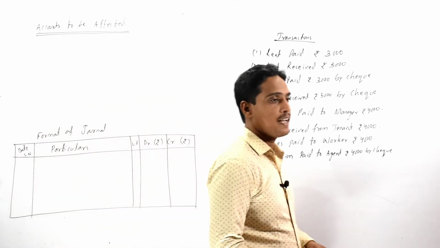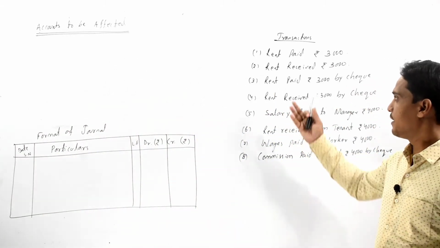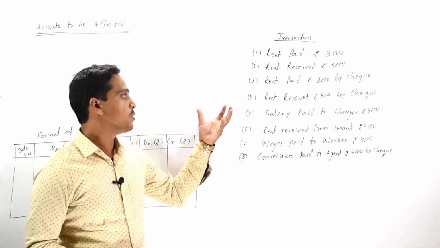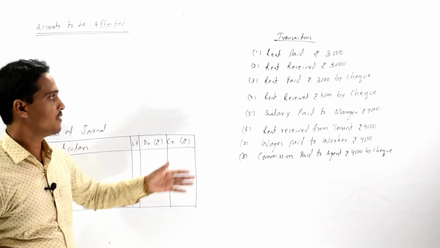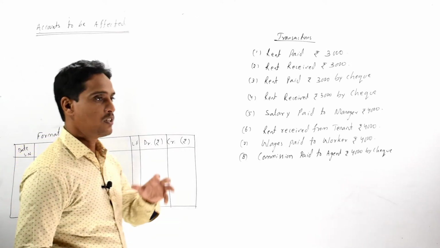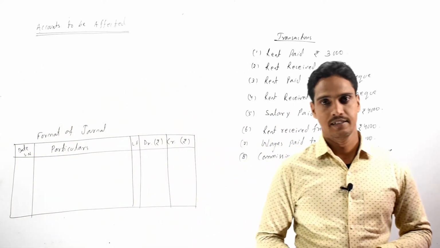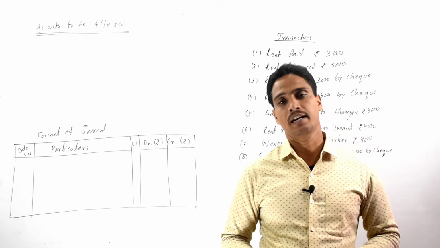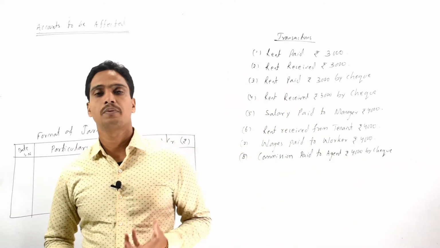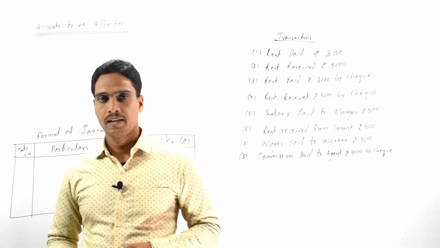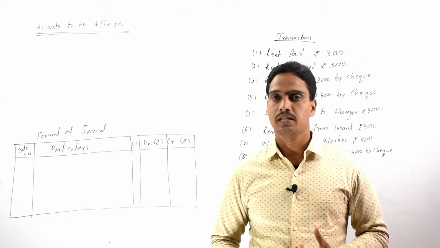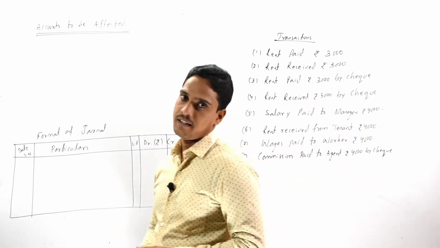Some transactions are taken into consideration relating to expenses and income. So we should pass journal entries of such transactions by considering the rules of journal entries, that is the rules of personal account, debit the receiver and credit the giver, and the rules of real account, debit what comes in, credit what goes out, and the rules of nominal account, that is debit all expenses and losses and credit all incomes and gains.